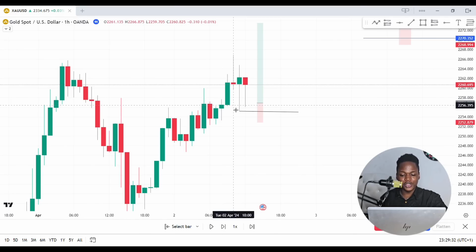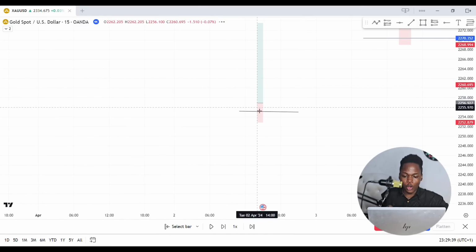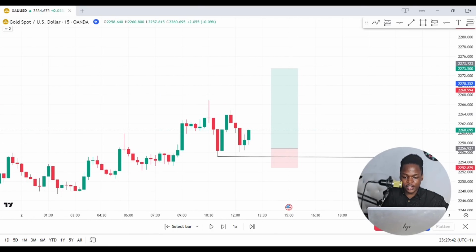So basically, we are in an uptrend. I'm seeing rejection to the upside. My mind is already looking for buys, right? So if I switch to the 15 minutes time frame, I want to be seeing consolidation right there. I want to be seeing consolidation, right?